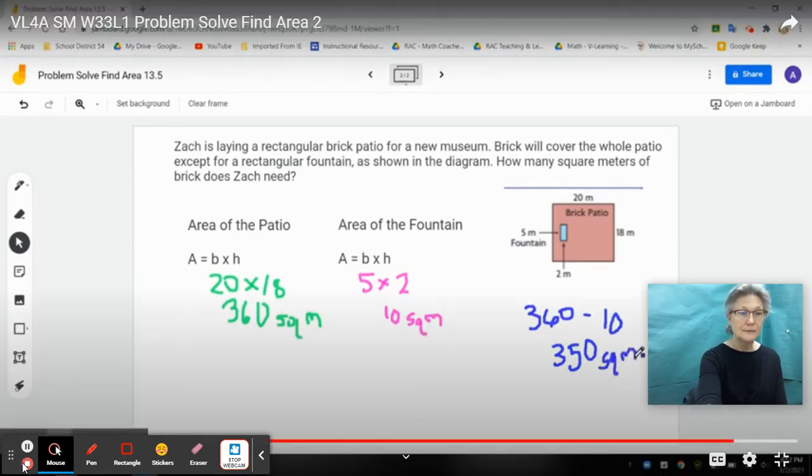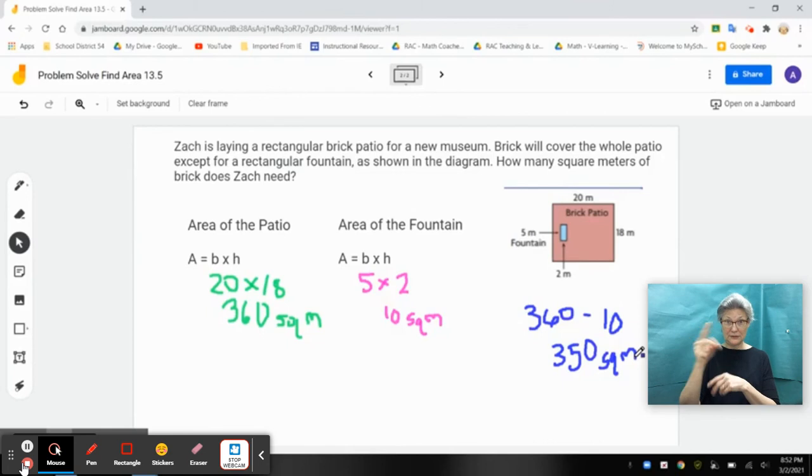So how many square meters of brick does Zach need? He needs 350 square meters of brick. Today we took what we know about area to analyze information and to understand the relationship between the areas of two rectangles to solve area problems.